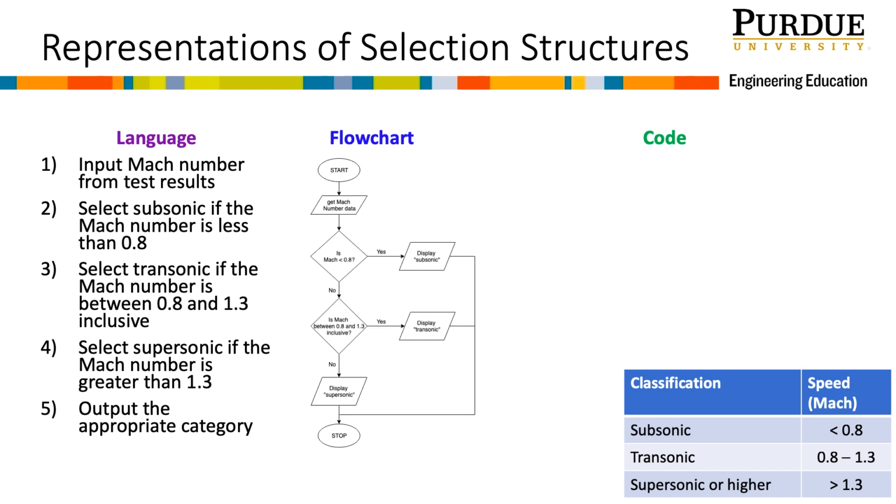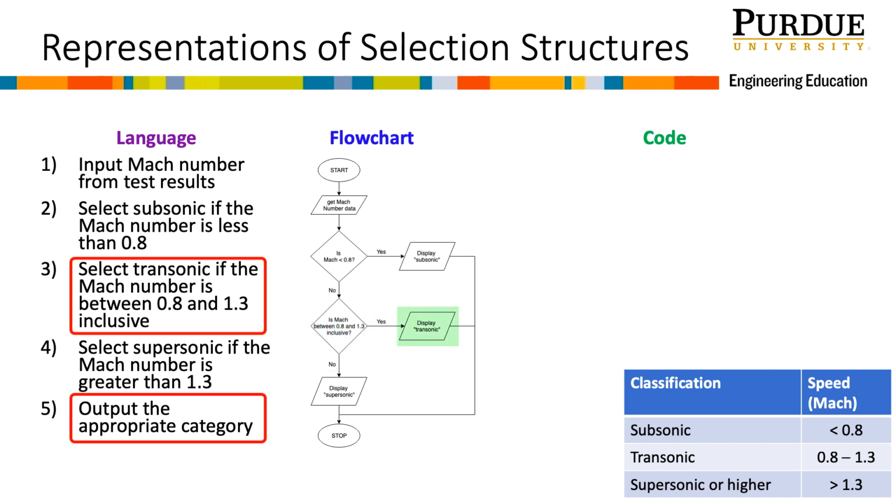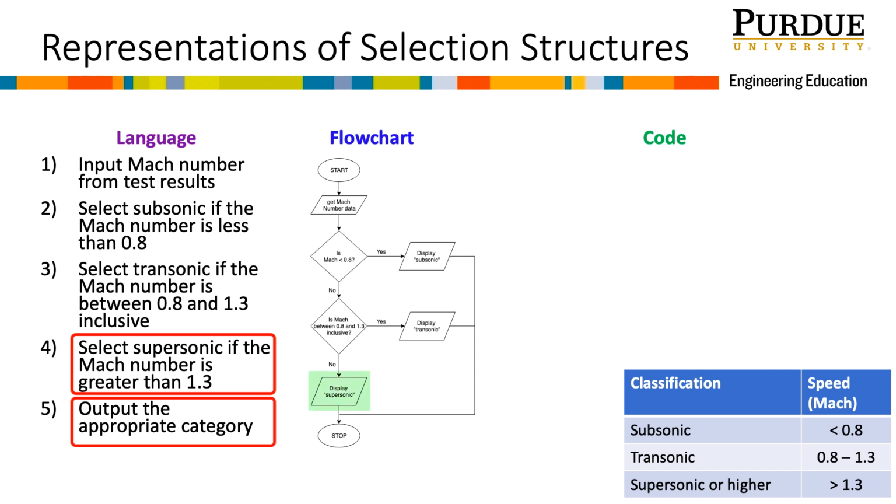Looking at this as a flowchart, we see that the first step in our language translates to an input in the flowchart. Then we make the first decision. Is the Mach number less than 0.8? If yes, we display subsonic. If no, we ask the next question: is the Mach number between 0.8 and 1.3 inclusive? If the answer is yes, then display transonic. Then notice that for step 4, we don't have to test the conditional there because all other possibilities have already been tested. This means that we can display supersonic if the answer to both of the other questions are no.